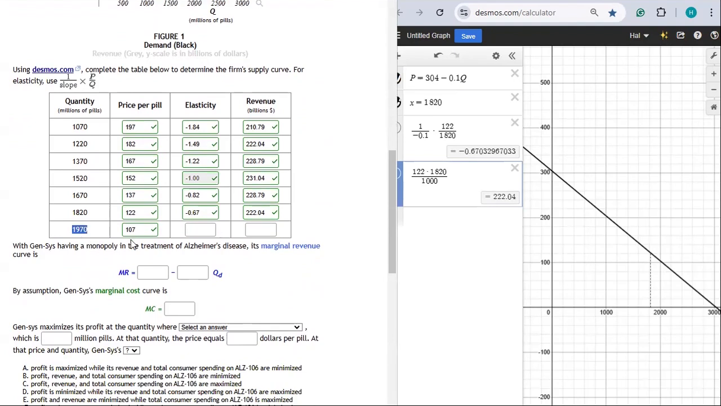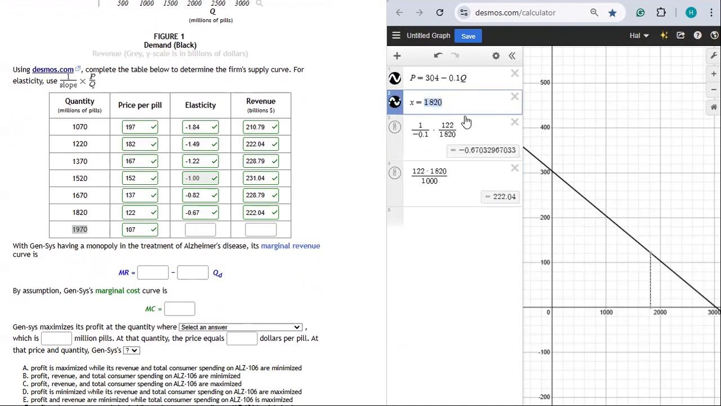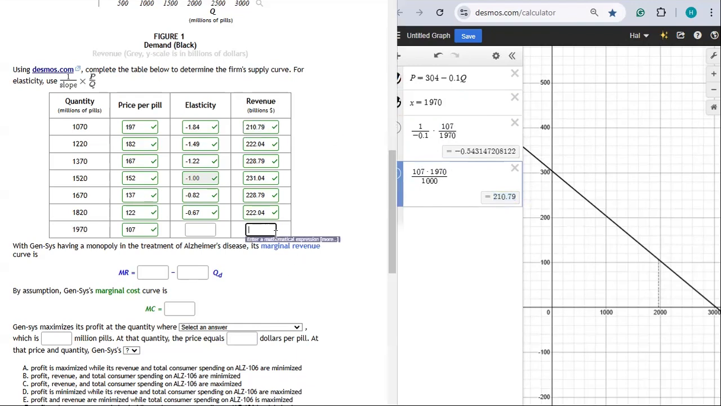Now, when the quantity is 1970, I'm going to replace 1820 with 1970. The price should be 107, and it is. I'm going to replace 122 with 107. The revenue is $210.79 billion, which is identical to that, again, because of symmetry. The elasticity is a negative 0.54.